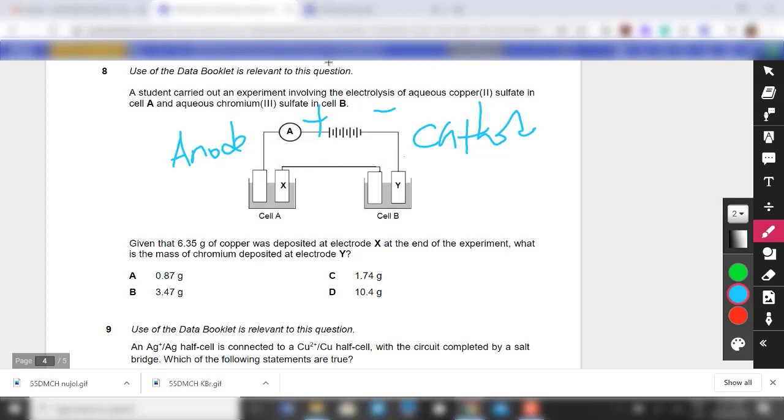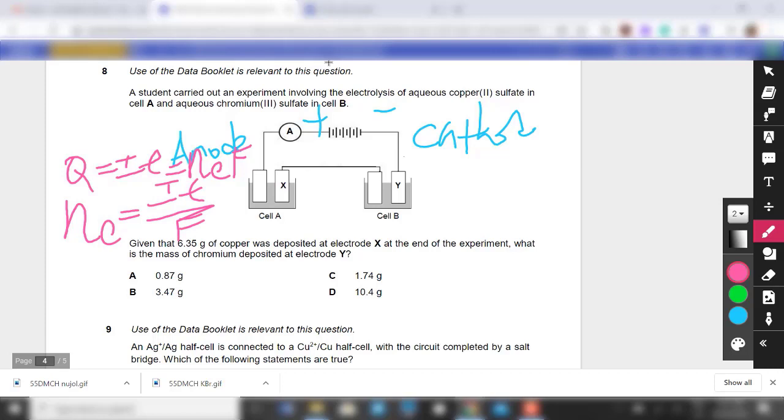It reads, given that 6.35 grams of copper was deposited at electrode X at the end of the experiment, what is the mass of chromium deposited at electrode Y? Of course, the main concept you're supposed to employ in this question is that the number of moles of electron transfer on both sides must be the same. Similar to the earlier question, Q equals IT, which equals the number of moles of electron transfer multiplied by Faraday. So we can look at the number of moles of electron transfer, which equals IT divided by Faraday.